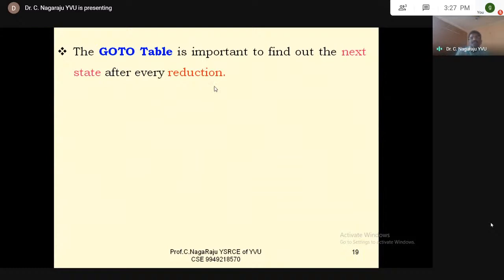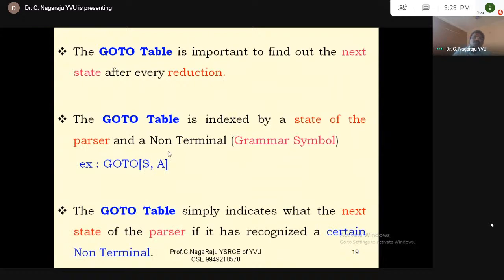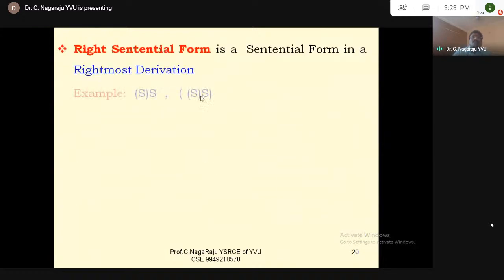A reduction means the production is replaced with its non-terminal. So after reducing, which non-terminal we have to consider is guided by the goto table, right? The goto table is indexed by the state of the parser and the non-terminal symbol. Suppose this is the goto table. Now you see that. I think you understood that.